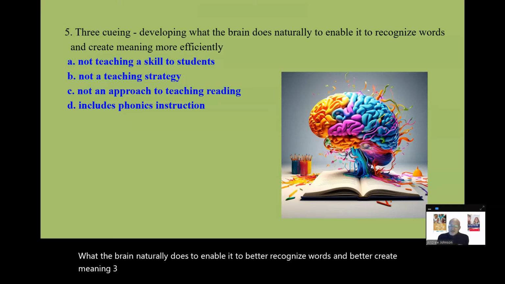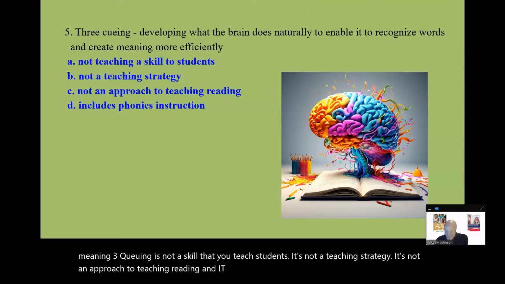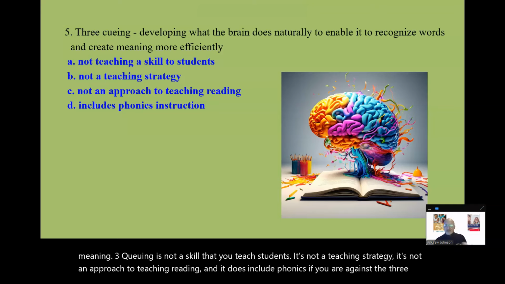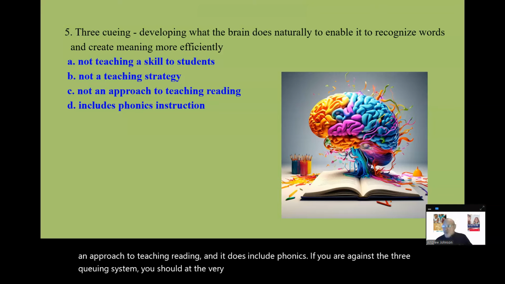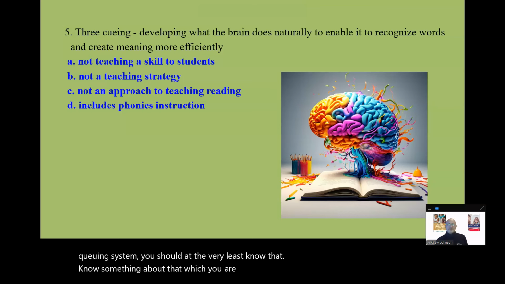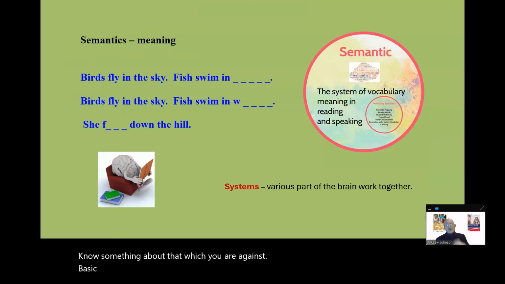Three-cueing is not a skill that you teach students. It's not a teaching strategy. It's not an approach to teaching reading, and it does include phonics. If you are against the three-cueing system, you should at the very least know something about that which you are against, at a basic level. So we use the semantic cueing system.